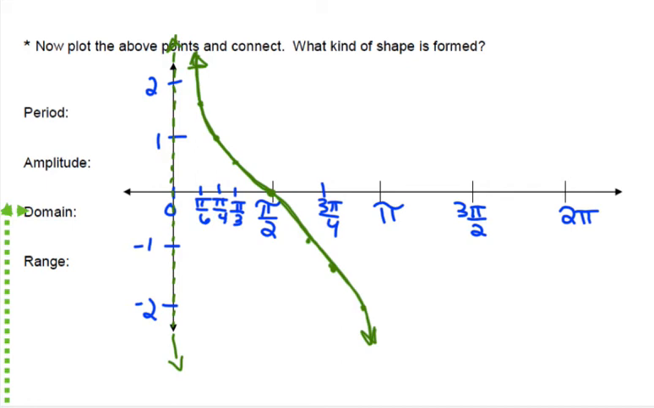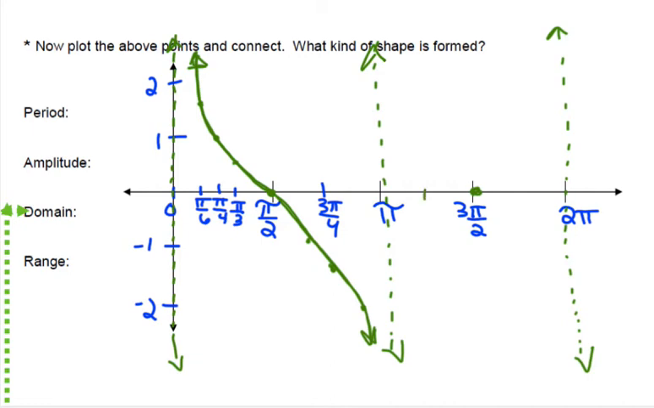At pi, let's continue with our graph here. At pi, we were undefined again, so I want to put another vertical asymptote. At 3 pi over 2, we were at 0. And at 2 pi, again, I was undefined. So I'm kind of jumping ahead into some of those x coordinates there.